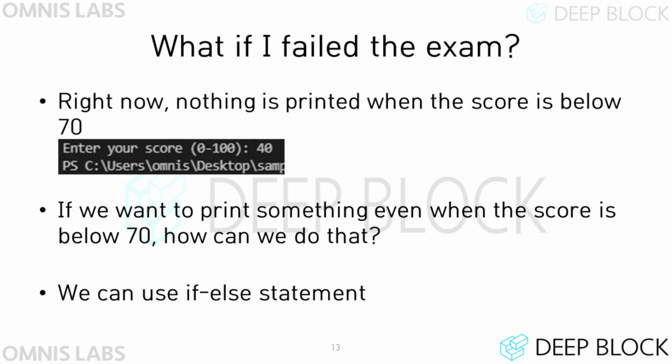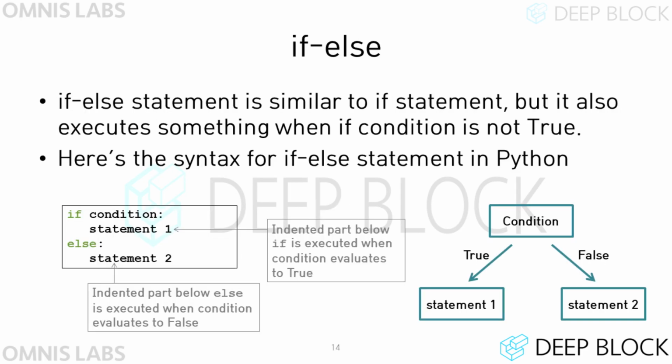Currently, nothing is printed if the score is lower than 70. How can we print something when the score is lower than 70? In this case, you can use the if-else statement. An if-else statement is similar to an if statement, except that it executes another code when the condition is false. As you can see in the slide, the if-else statement can be made in the following format.